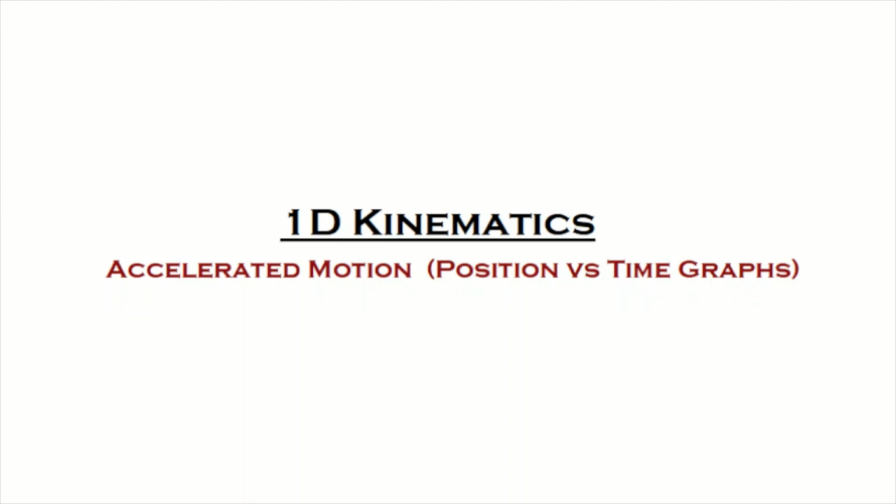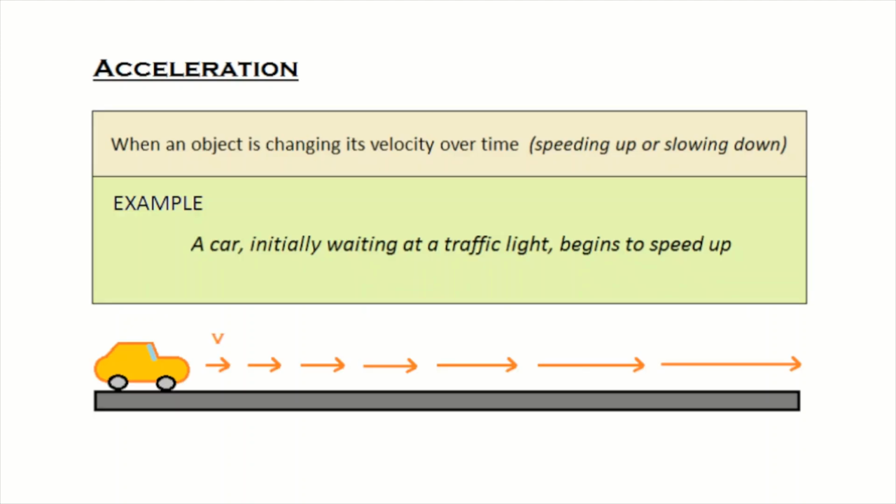In this video, I'm going to focus on position versus time graphs for objects that are accelerating. Well, what is acceleration? We're looking for objects that are changing their velocity over time, therefore they're speeding up or slowing down. So think about a car sitting at rest at a stoplight, the light turns green, steps on the gas, and all of a sudden the car starts to speed up.